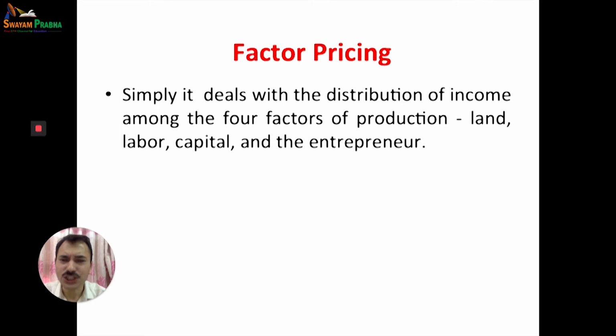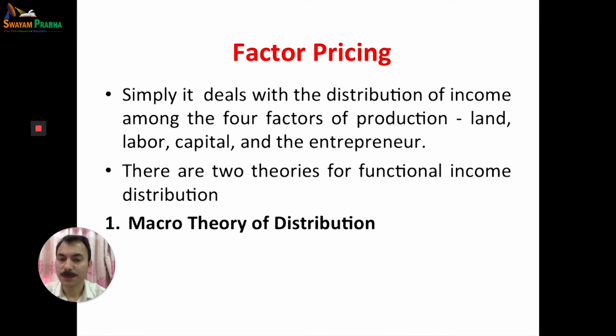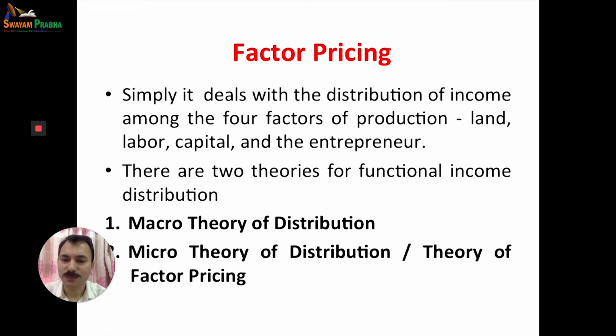It deals with the distribution of income among the four factors of production. I have already stated: land, labor, capital, and entrepreneurs. There are two theories for functional income distribution: one, macro theory of distribution, and second, micro.